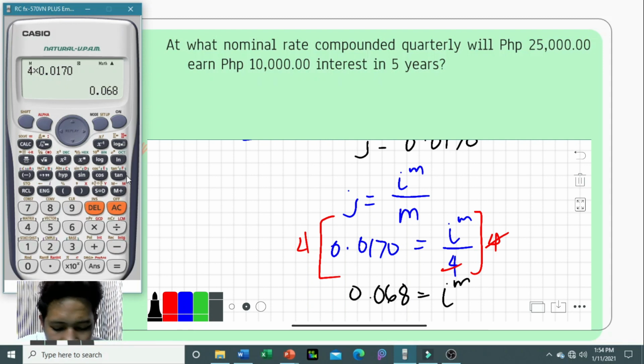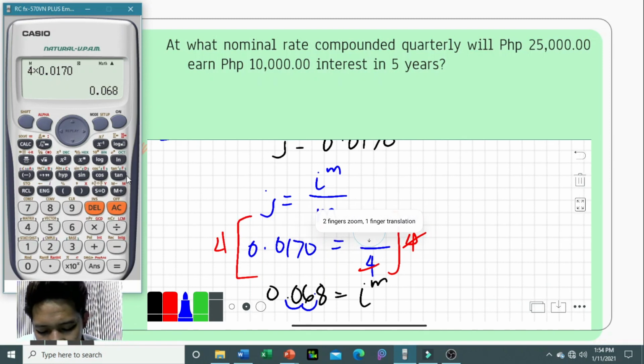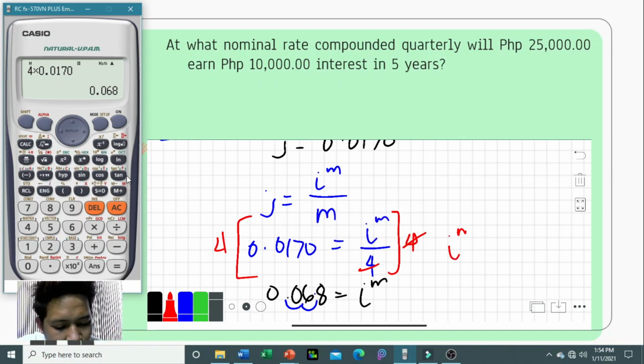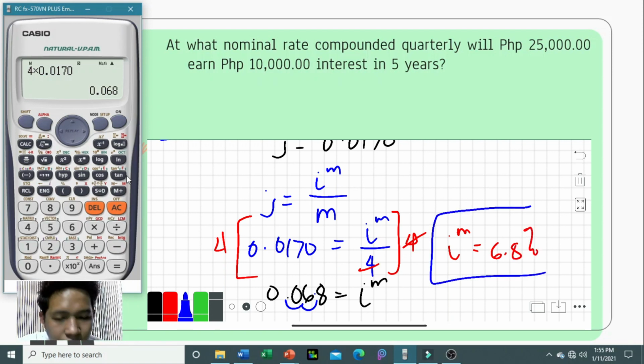So that would be equivalent to 0.068. Or in percent, we move the decimal point two decimal places. So that would be 6.8%. So our nominal rate would be 6.8%. Okay po? So 6.8% yung kailangang rate para mag-earn ng 10,000 yung 25,000 mo, kung compounded quarterly yan in 5 years. And that's how we solve for the nominal rate and the time of a compound interest given that it is compounded more than once a year.